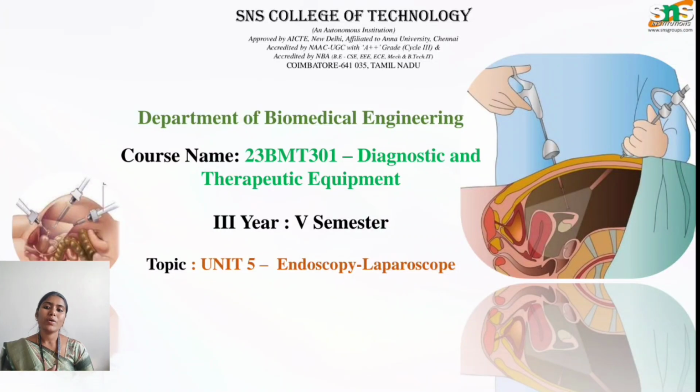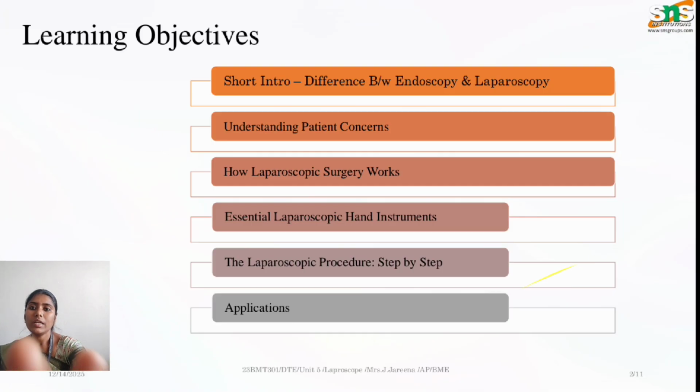In today's class, we are going to see the most important topic in Unit 5, that is laparoscope. The learning objective of today's class is that first we will have a short introduction of what is the difference between endoscope and laparoscope, and then we will be discussing the empathy perspective of why this laparoscope is needed.